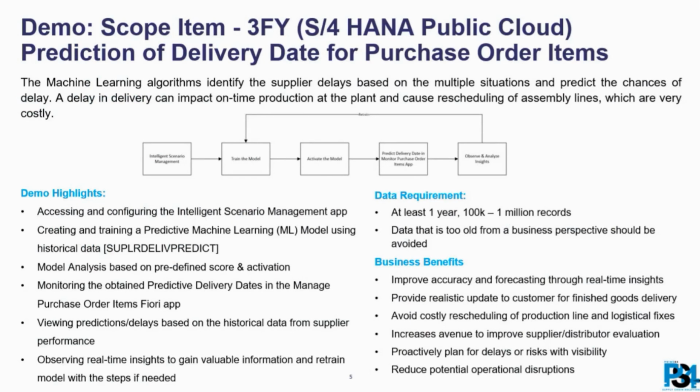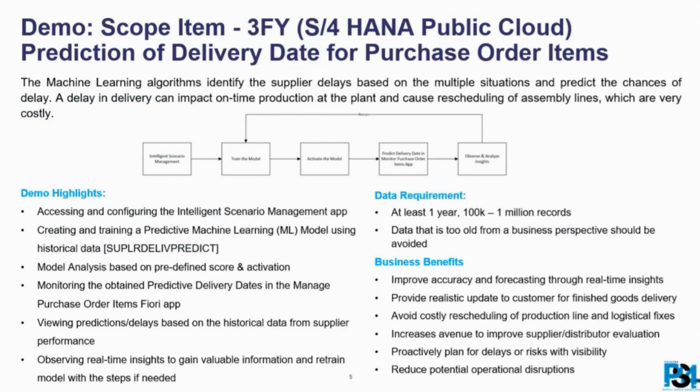More importantly, this delay in delivery can affect on-time production and scheduling of assembly line issues, which can be very costly. So in this demo, we will showcase the intelligent scenario management app, where we can train the model and activate the model. Once the model is activated, we go to the transactional app, which is predictive delivery or monitor purchase order item, where we predict the delivery date using the standard machine learning techniques. Then we will show some of our inputs and analysis, and how to retrain the model. That will be the high-level demo that we'll be showcasing.